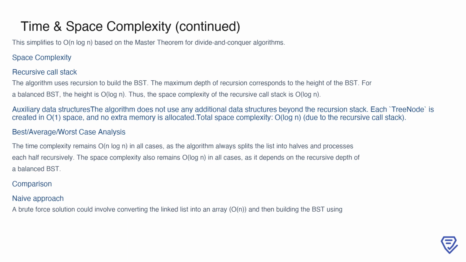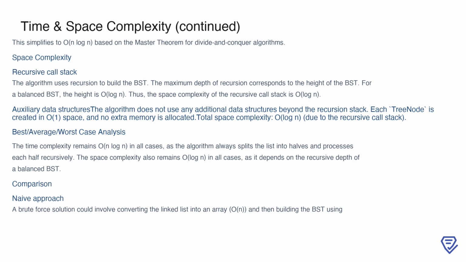Now, let's examine the space complexity. The algorithm uses recursion to construct the BST, and the maximum depth of the recursion corresponds to the height of the tree. Since the BST is height balanced, the height is O(log n), making the recursive call stack space complexity O(log n). Additionally, the algorithm does not allocate memory for any auxiliary data structures. Each tree node is created in constant O(1) space, and no extra memory is required. As a result, the total space complexity is dominated by the recursive call stack, leading to O(log n).